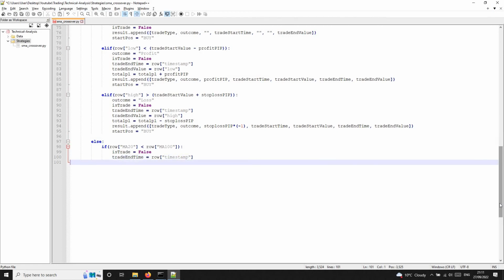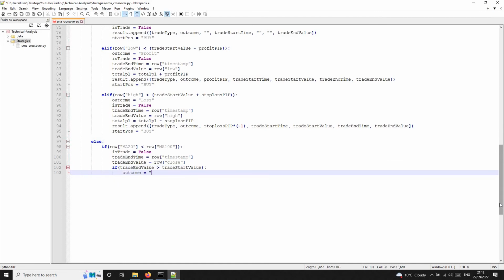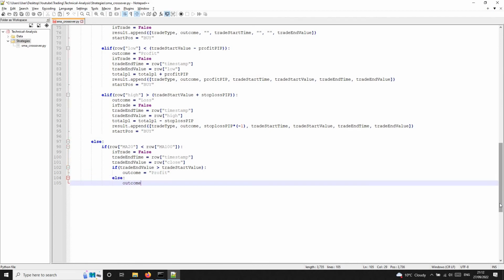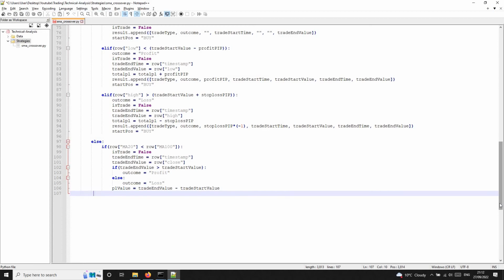Okay, again, if it is less, then I'm going to close the trade. This means it has gone in the opposite direction, it hasn't hit our stop loss or profit, but it has gone in the opposite direction, and I have to close the trade. Again, same thing, I'm going to check the values and whether it was profit or was it loss, exactly the way we have done earlier. So I'm going to go quickly.